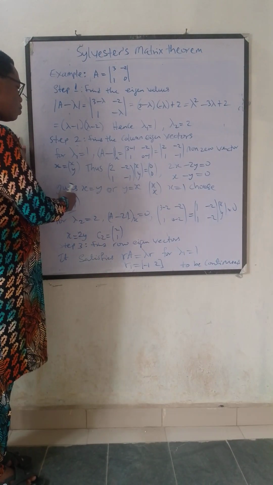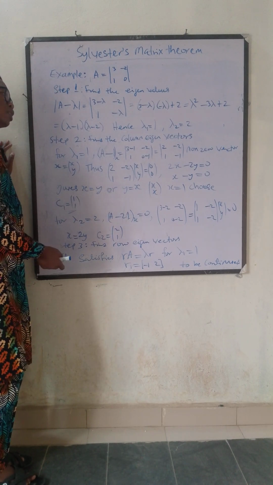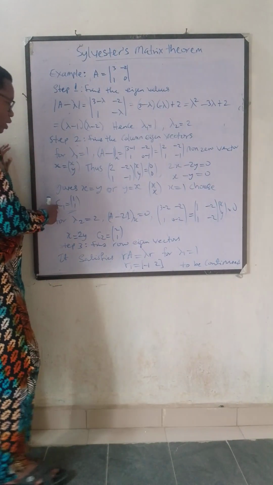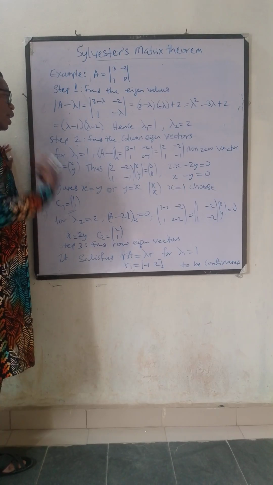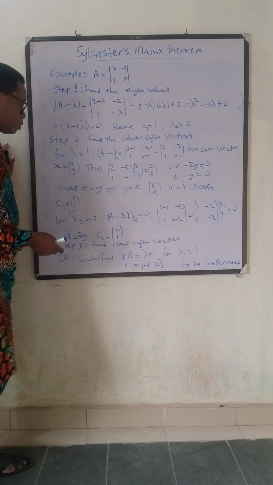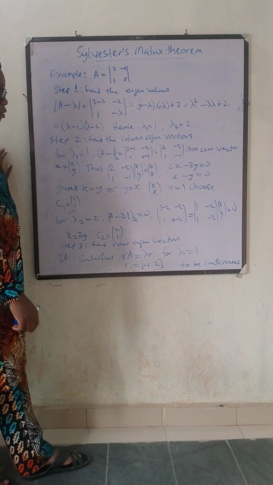So from there, what happens? It gives you x is equal to y, which is the same thing. So you choose x equal to 1. So in other words, we have our C1 as 1, 1, since x and y are the same. Is that okay?